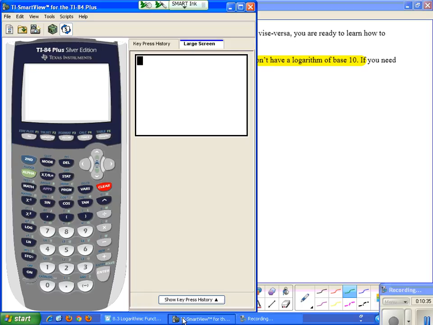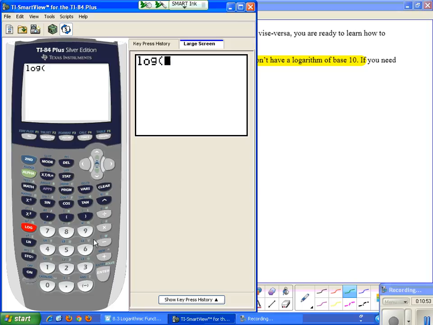So I want to just show you really quick before we do some of these examples. If you go to your calculator, notice that there is a log button right here. If you hit that log button, notice it doesn't have a place for you to put your base. Because it doesn't have a place for you to put your base, that means your calculator can only compute logs of base 10.